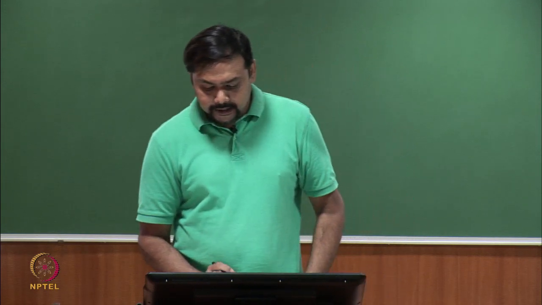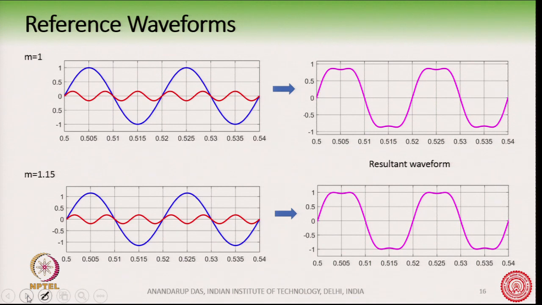So, here we are showing you the two cases, where the first one is m equal to 1 and the second case is m equal to 1.15. These are the two cases we are going to see. So, if m equal to 1, we can add 1/6 of the third harmonic, which I have shown.